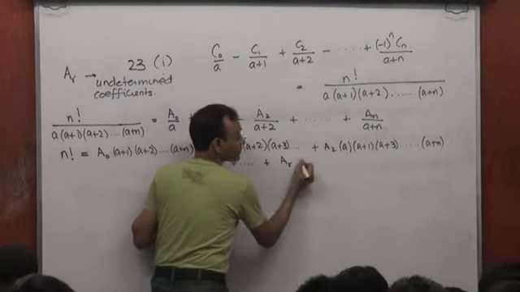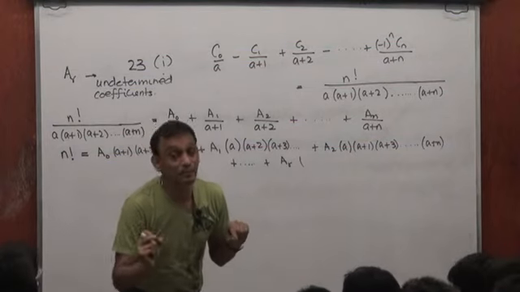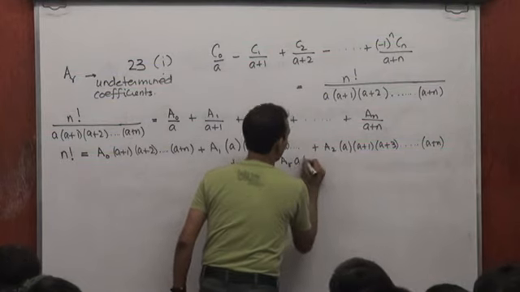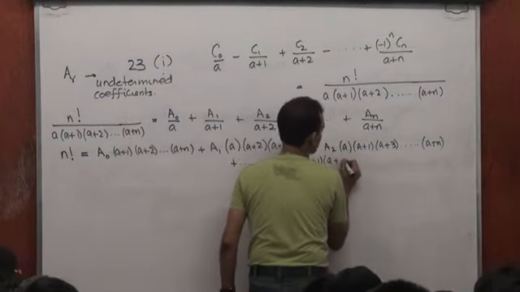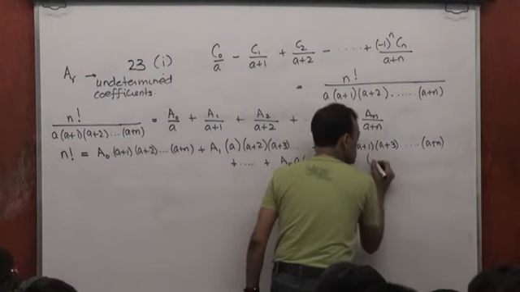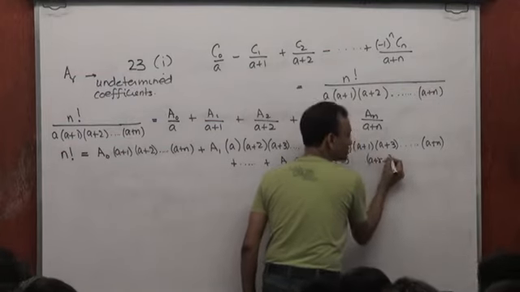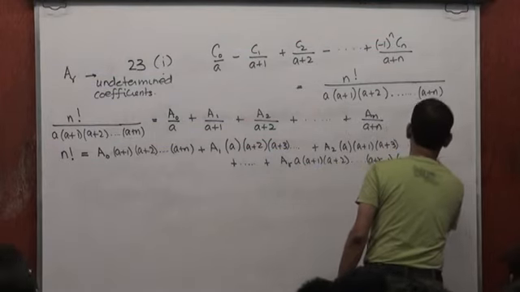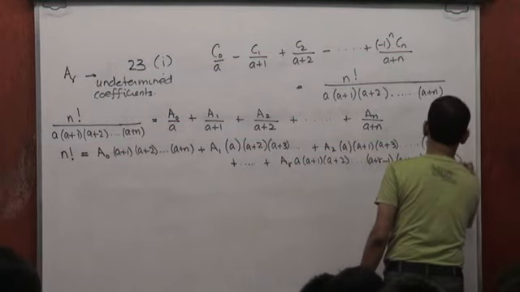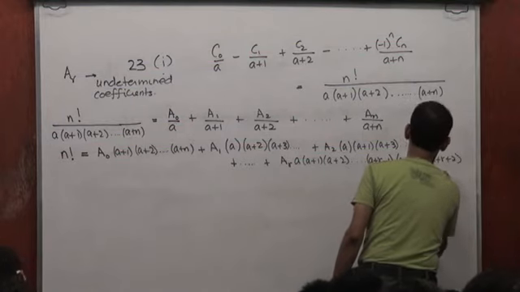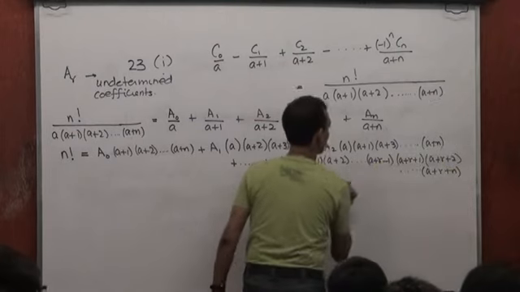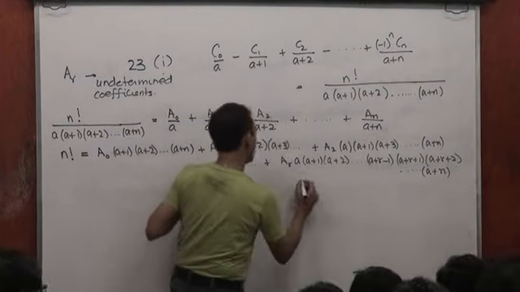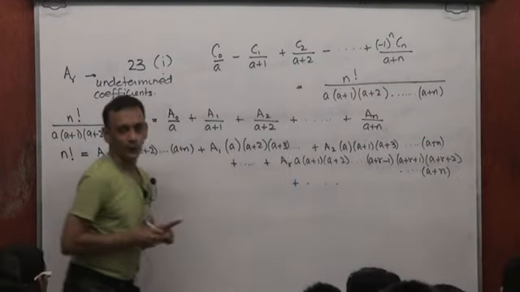And in a very general sense, with AR, what would be missing in the product? A plus R would be missing in the product. So that's going to be AR into A plus 1 into A plus 2, and so on. Just prior to A plus R would have been A plus R minus 1. Just after A plus R would have been A plus R plus 1 into A plus R plus 2, and so on, all the way to A plus N. Yes or no?